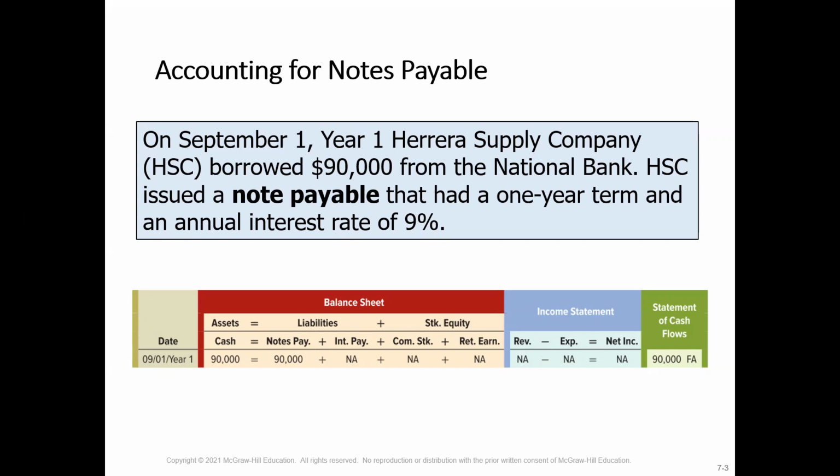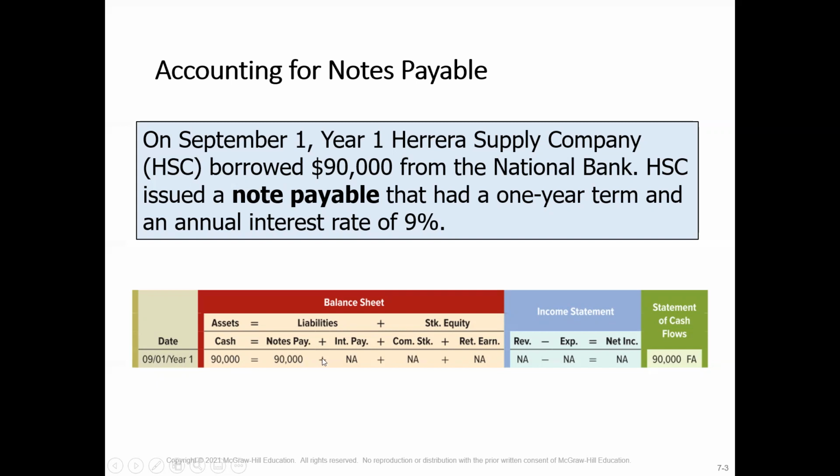So as of 12/31, year 1, we'll have to do some accruing of interest expense to be shown on the financial statements of Herrera Supply Company. So the first part would be the recording of the note. So the increase in cash and the increase in accounts payable.